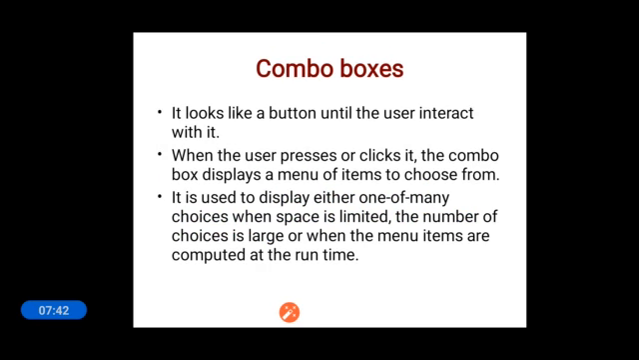Next comes combo boxes. These combo boxes are quite opposite to radio buttons. In radio buttons you have the flexibility to select only one option among multiple options, whereas the combo box will allow you to select from the given options. It looks like a button until the user interacts with it. When the user presses or clicks it, the combo box displays a menu of items to choose from. It is used to display one of many choices when space is limited, the number of choices is large, or when the menu items are computed at runtime.